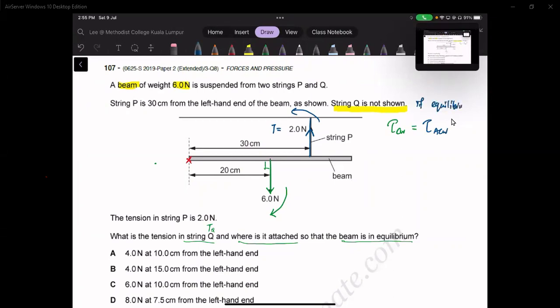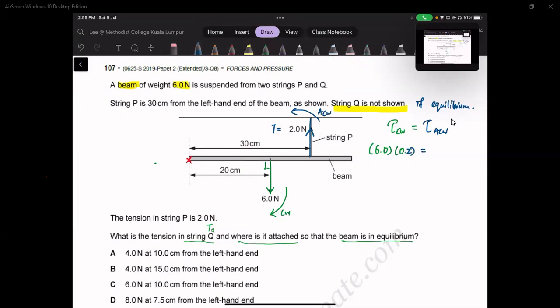We know there is not equilibrium because there is still the string Q, but what I know is I maybe need to calculate and see which torque is bigger, the green color clockwise torque or the blue color anti-clockwise torque. Which torque is bigger? Then I know where to put my string. So this is 6.0. 20 cm is 0.2. Or I guess you can keep your 20 cm if you want to.